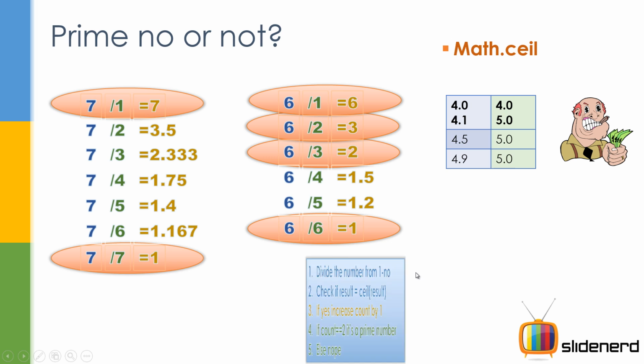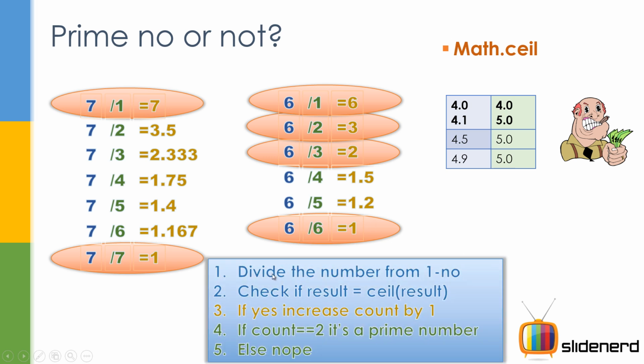So check this out. These are exactly the steps. Divide the number by each number from 1 to the number itself. Like if you take 7, divide by 1 to 7. Check if the result, that is 7, 3.5, 2.33, 1.75, equals the ceiling of the result. So here take the ceiling of 7, which is 7. Take the ceiling of 3.5, which is 4, right? Now if they are both equal, increase the counter by 1. You manage something called a counter. Every time you find that 7 equals the ceil of 7, yes, increase the count by 1.